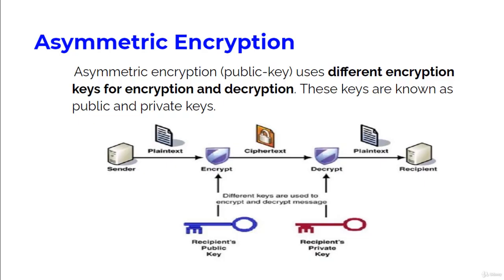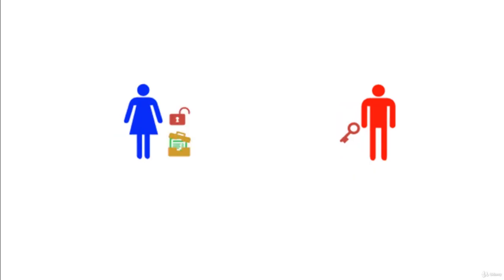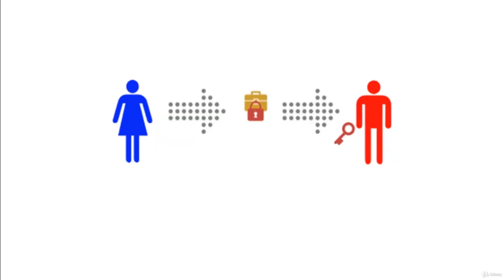Let us come back to the example of Alice and Bob. This time, Alice and Bob don't ever need to meet. First, Bob buys a padlock and a matching key. Then, Bob mails the unlocked padlock to Alice, keeping the key safe. Alice buys a simple lockbox that closes with a padlock and puts her message in it. Then, she locks it with Bob's padlock and mails it to Bob.